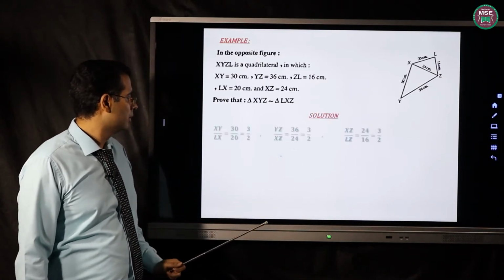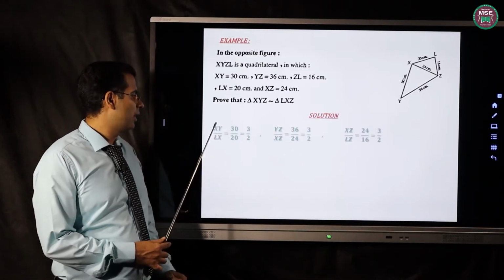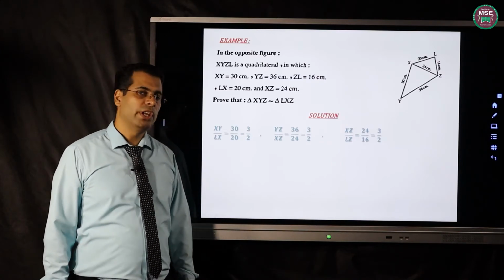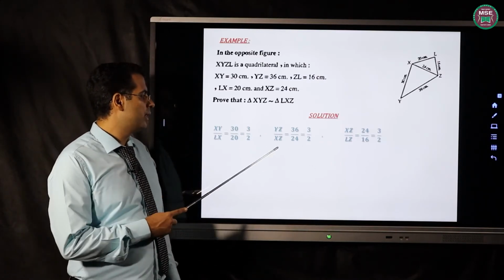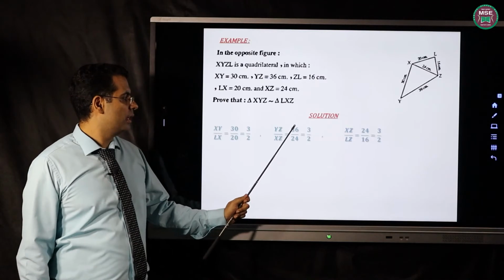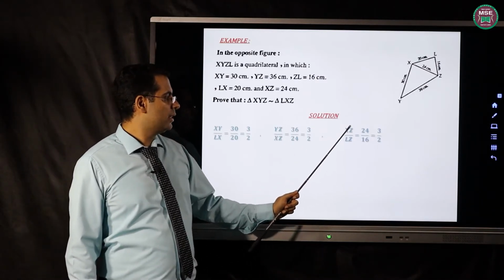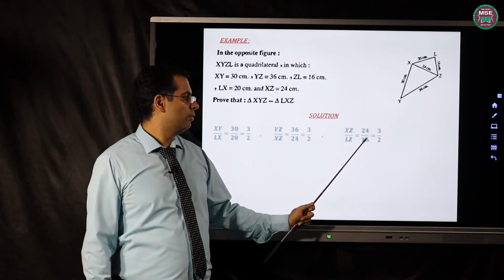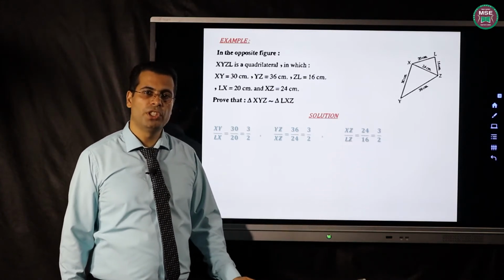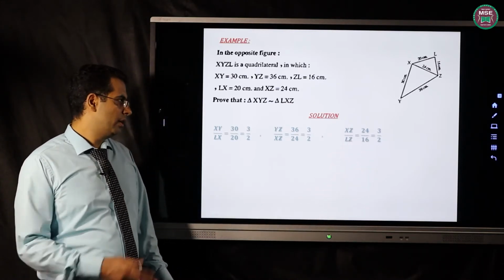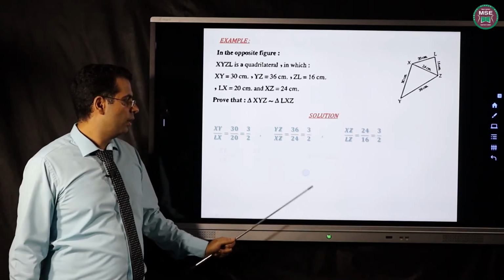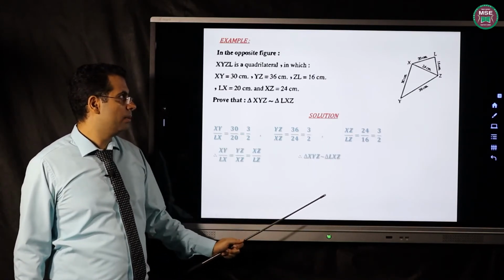and substitute. XY over LX equals 30 over 20, in simplest form equals 3 over 2. Also YZ over XZ equals 36 over 24, also equals 3 over 2. And XZ over LZ equals 24 over 16, equals the same ratio, which is 3 over 2. Then the 3 sides are proportional. Therefore, the 2 triangles are similar.